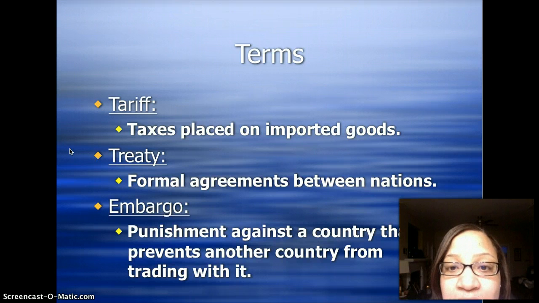So it's taxes placed on imported goods. So remember, anything that comes into our country is called imported. Anything that leaves our country is called exported. In order for us to trade with a country, we have to have a good relationship with that country.